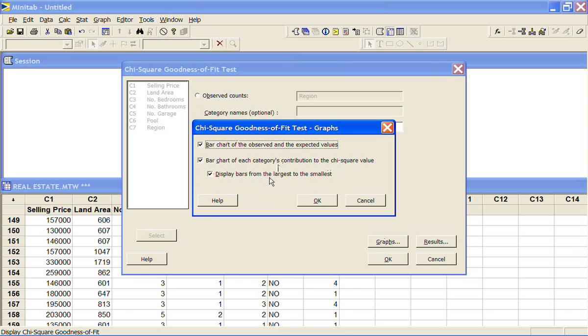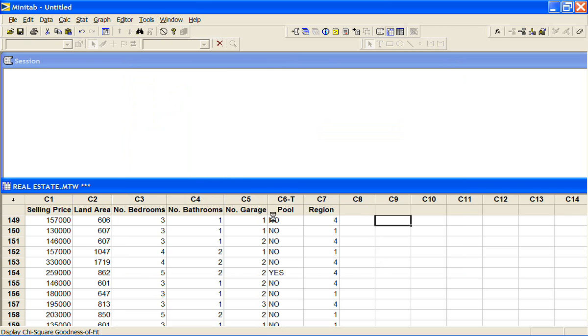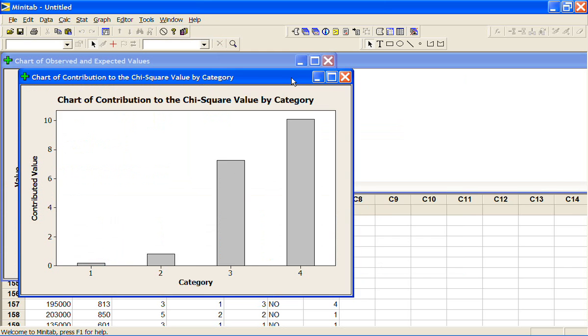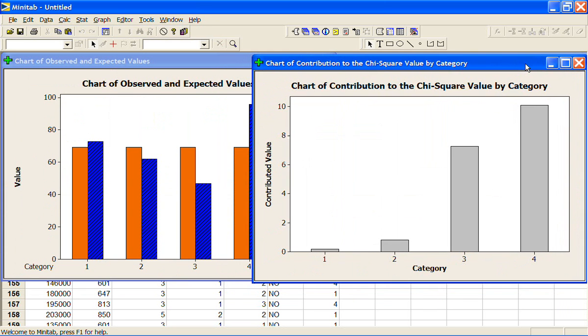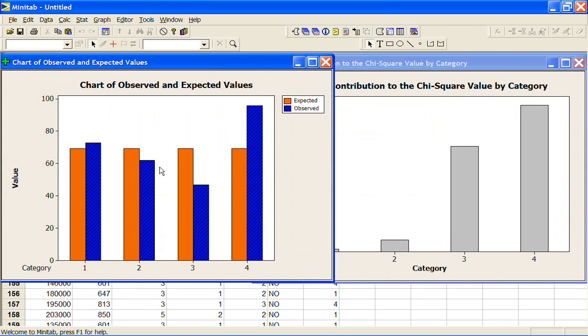Now it can do these from largest to smallest, but in this case there's only 4 regions and they're numbered 1 to 4, so I think I might like to see them in order, so I'll untick that. Okay. So because we were testing equal proportions, we can see that the expected value is the same for each of the categories here. 69.5 is the expected value, so that will be a quarter of the 278 observations.